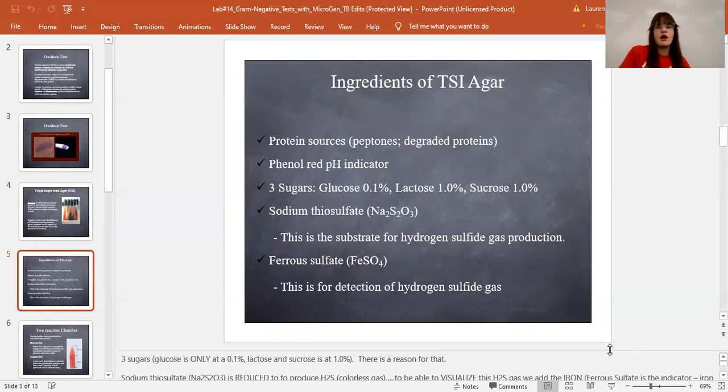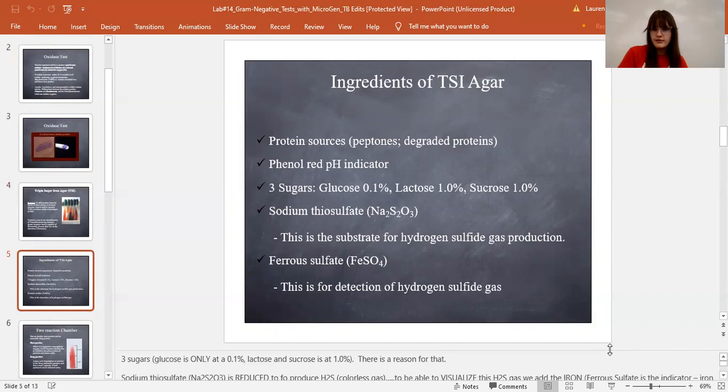Okay. So then we also have sodium thiosulfate. Now this is the substrate for hydrogen sulfide gas production. This is what is used in the chemical reaction. I don't think you'll need to know the chemical equation, but it is good to know. I will say that. So sodium thiosulfate is what's being used at a chemical level.